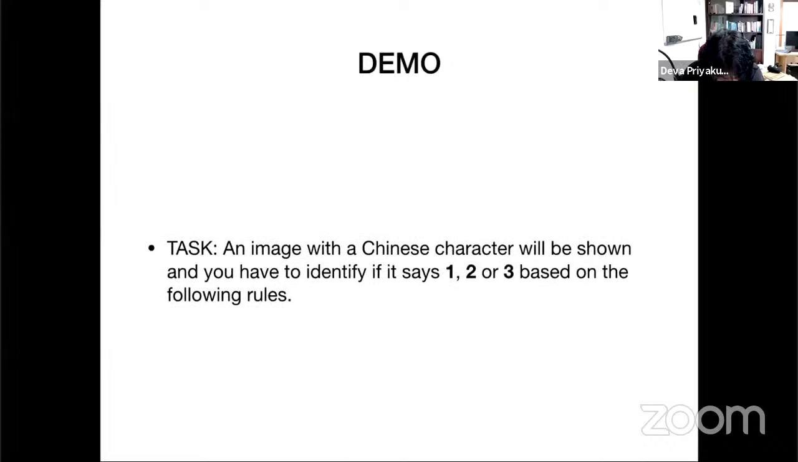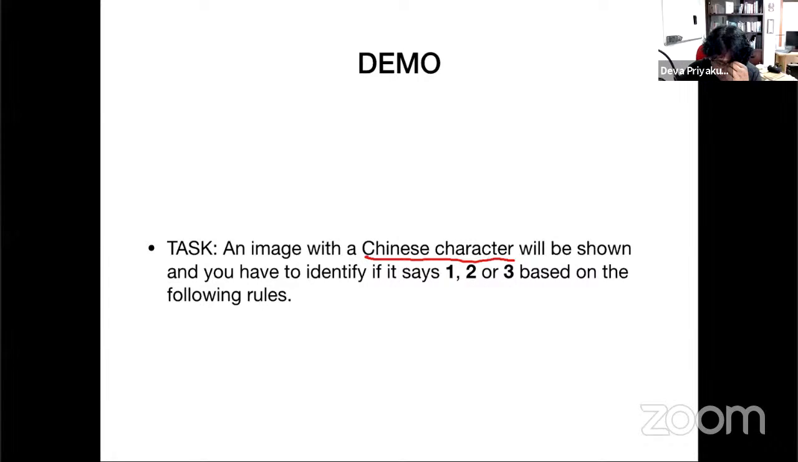Right, so now this is Zoom, so we'll also find out how many of you are still active. Let's do a demonstration, okay? Let us say that I'm going to show you an image, a photo or a picture. It has some Chinese character written on it.